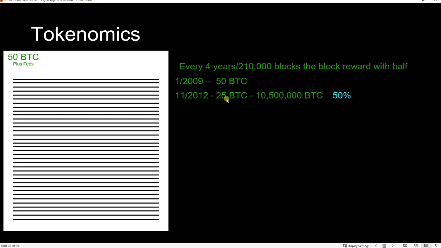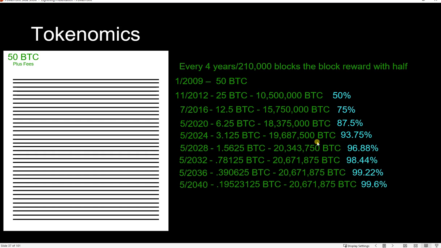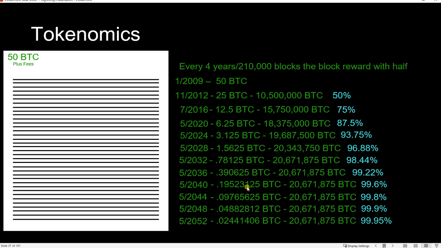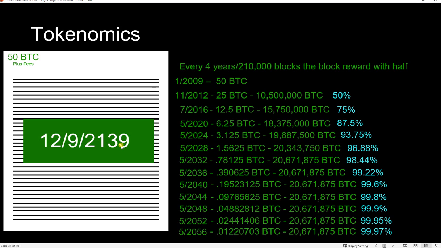And then it's going to cut in half to 25. And 4 years of that, you're going to get the next 25% of the supply. You're going to have 15.7 million. And it's going to go to 12.5. Now we're in 6.25. And we're well past 87.5%. By 2024, we'll be at 93.75%. And we'll be at 3.125. And it's just going to keep doing this. Half, half, half, half, half. By 2052, we're literally at 99.95% of all the Bitcoin being mined. It'll literally take to the year 2139 or 2140, well over 120 years.